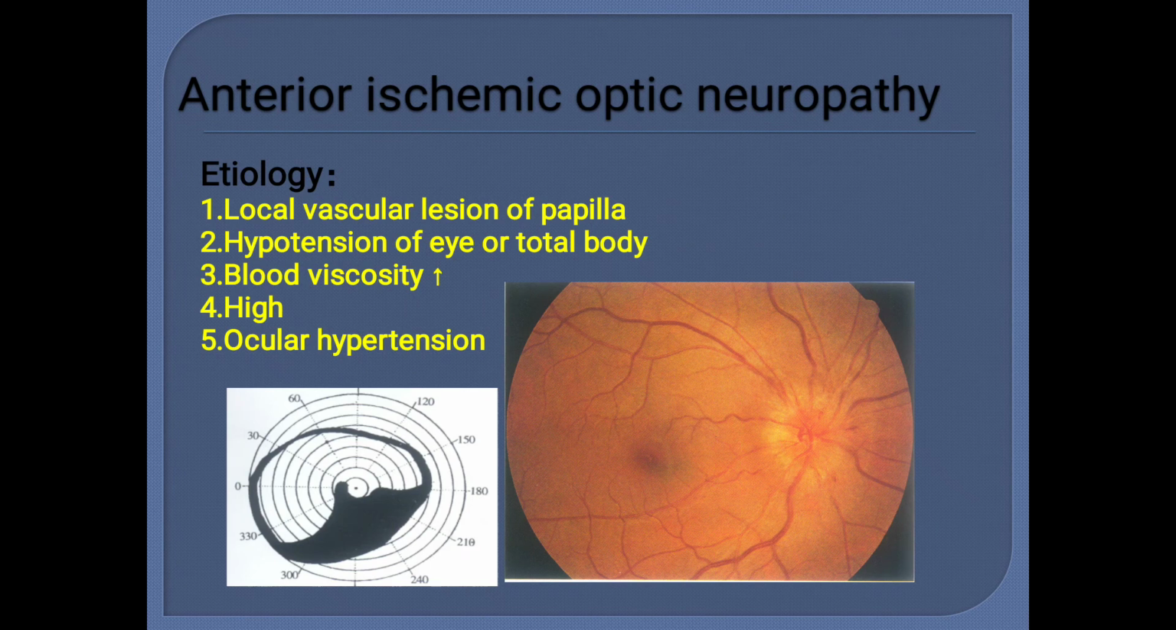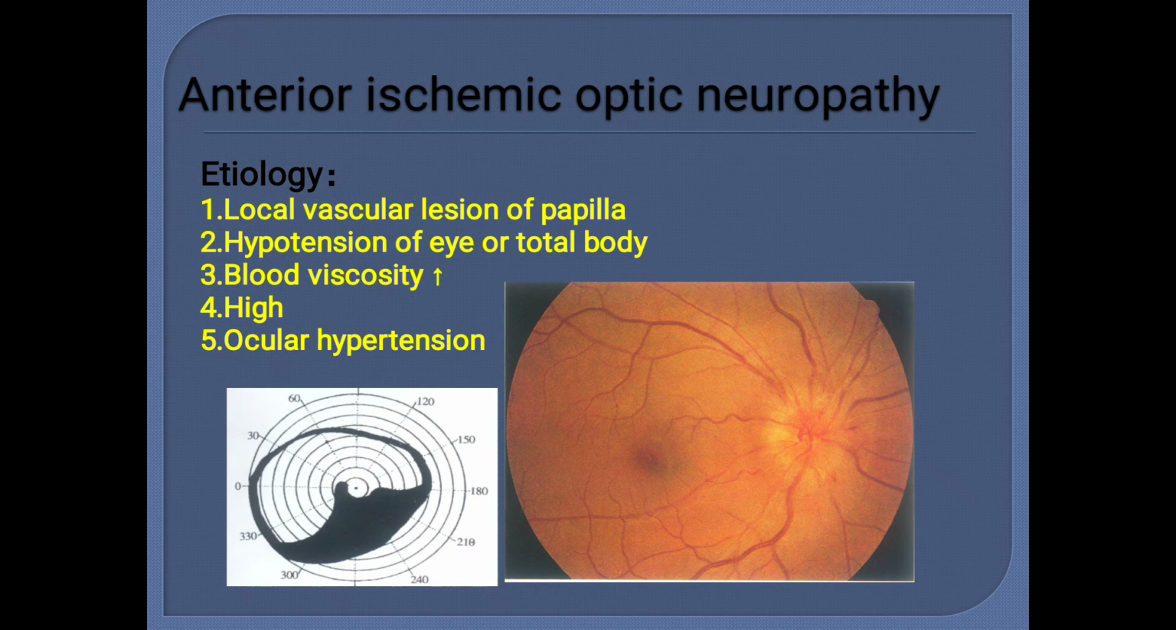The etiology of this AION is not clearly known to us, but there are certain risk factors like hypertension, high blood pressure, then ocular hypertension, meaning increased intraocular pressure, and these may predispose a person to AION. There are other risk factors also, like local vascular lesion of the papilla, hypotension and increased blood viscosity. So these are the other risk factors of AION.